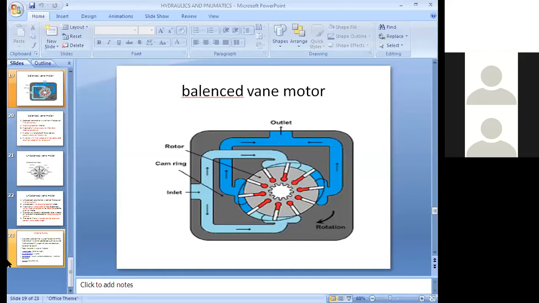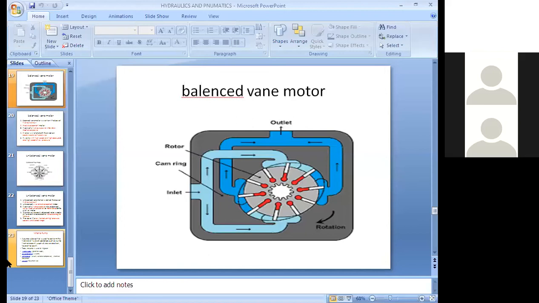Then inlet and outlet are here. This is the rotor and this is the cam ring, and inside we have the vanes, which you can see like sticks, and these are the vane slots. The vanes are adjustable, meaning they move and are not fixed. That is the balanced vane motor components I discussed. I hope everyone understands. I'm just discussing the components.